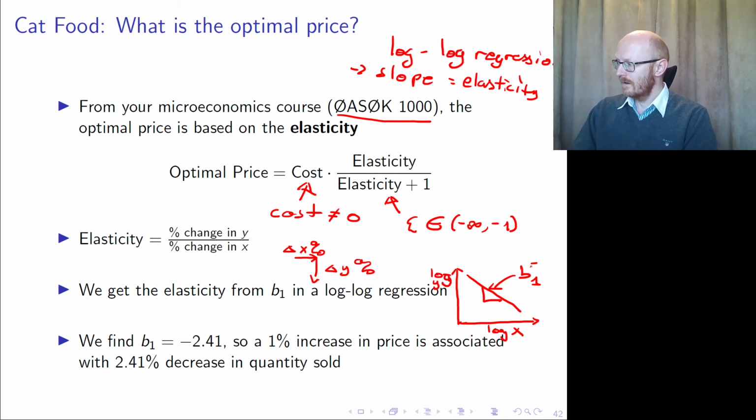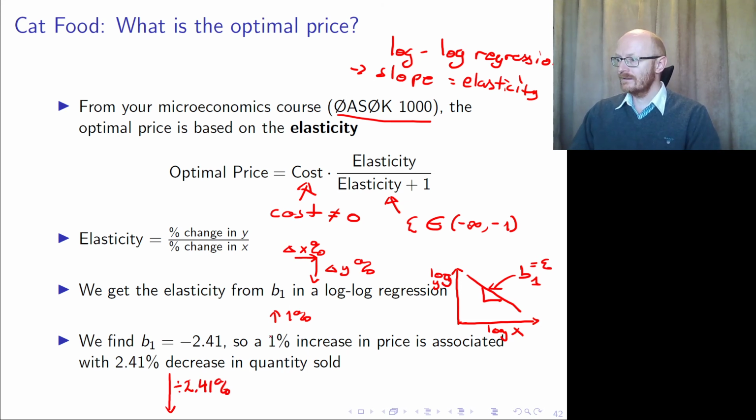In our example, we found that the slope was negative 2.41. So then we understand that if we increase the price by 1%, then we would expect the sales to decrease. So 1% up would decrease the sales by 2.41%.